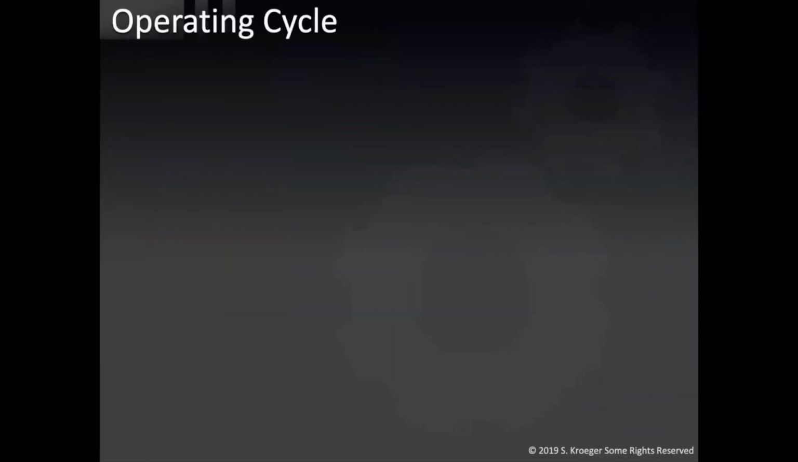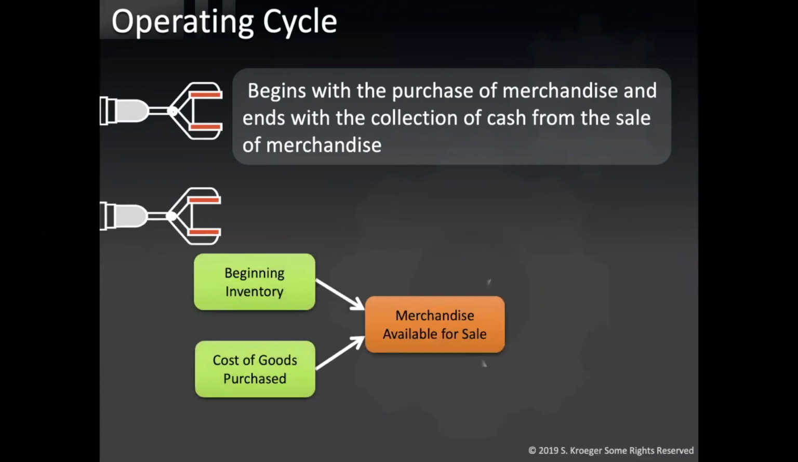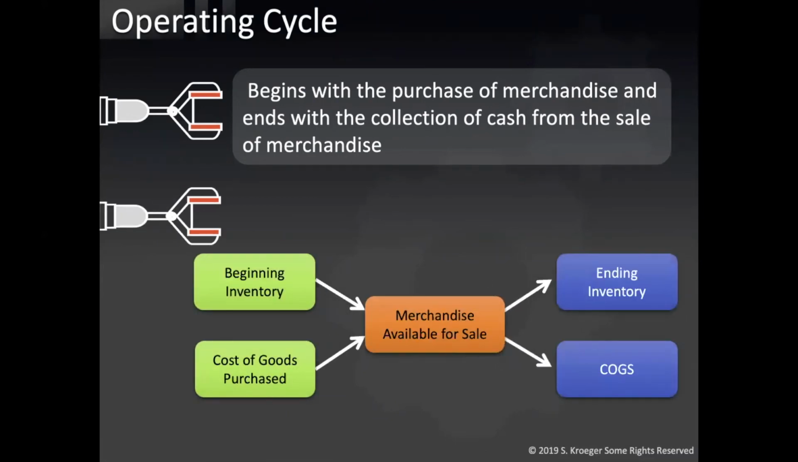The operating cycle of a merchandise company begins with purchasing inventory and ends with collecting cash from customers. Here is a layout of the flow of inventory. You begin with beginning inventory. This would be any inventory that was unsold from the prior time period. You also make purchases of new inventory during the period. The total of new inventory purchased and old unsold inventory is your merchandise available for sale. This is what we had available to sell during the period.